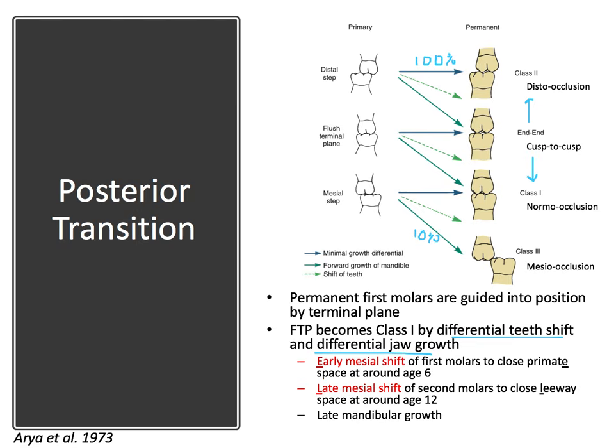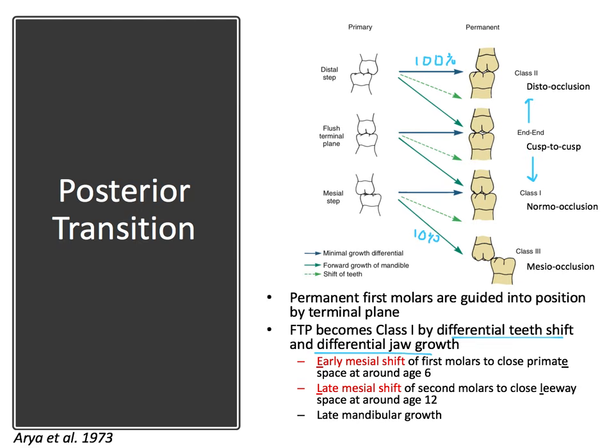The late mesial shift occurs when the lower primary second molars exfoliate. This is around age 11 or 12, and the permanent first molars shift mesially into the leeway space. So this happens in the upper arch too, but remember there's more leeway space in the lower arch, as we said before. So you're again getting net forward movement of those lower molars.